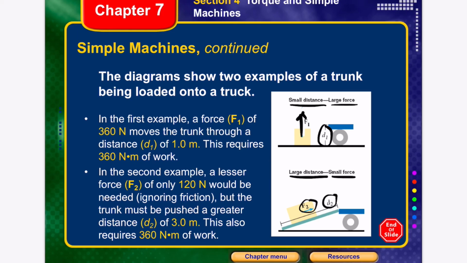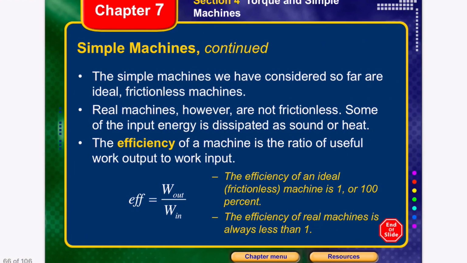You would always choose the one that has the lesser force because it requires a lesser amount of force, therefore easily pushing the object. But notice that the amount of work done is exactly the same, 360 Newton meter or 360 joule. Because the amount of work done is the same, it doesn't matter how much actual force you apply. So you will always choose the one that gives you the least amount of force, resulting in easier movement of the object.